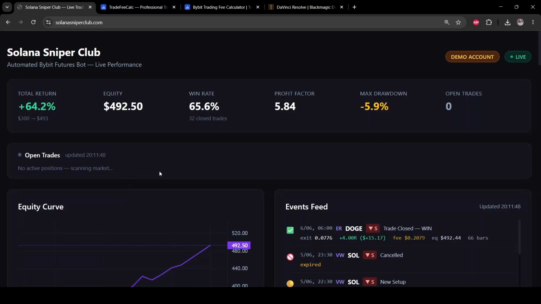This is a live trading dashboard, and the bot running behind it has been trading for the last few weeks, 24 hours a day, 7 days a week, and every trade it makes gets logged automatically. The entry price, exit price, fees paid, equity after, and there is no cherry picking, okay? No cherry picking, no hiding the losses.